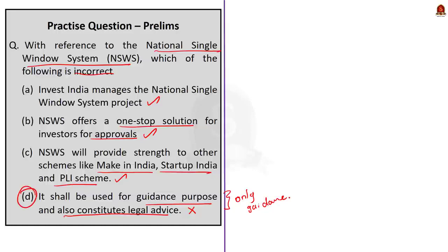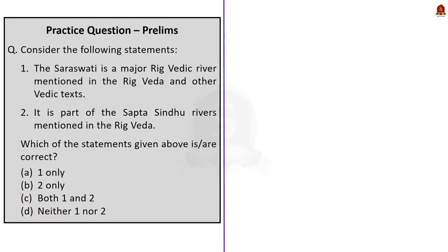Now let us take up the last prelims question. This question is in regards to Saraswati river. We have to find the correct statement. The first statement is, the Saraswati is a major Rigvedic river mentioned in Rigveda and other Vedic texts. This statement is correct. Now let us take up the second statement. It is part of the Sapta Sindhu rivers mentioned in the Rigveda. See, this statement is also correct.